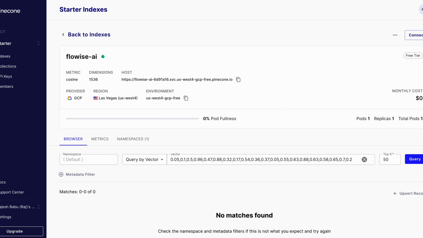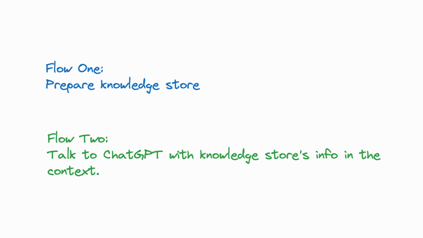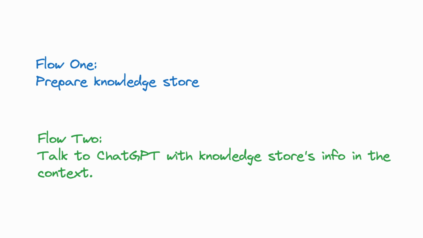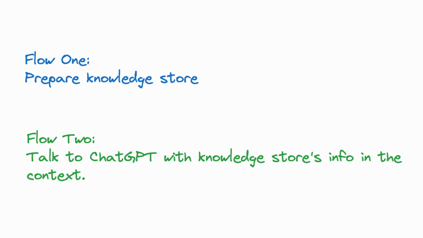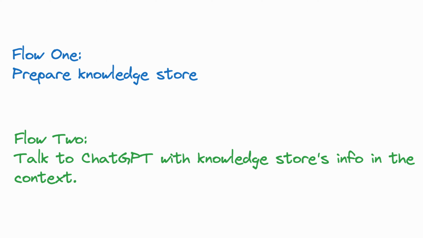In order to avoid that, we're not going to use this template. Instead, we're going to build two chat flows from scratch. The first flow is just to populate our knowledge store just once. And the second flow is used to talk to ChatGPT with our knowledge store's information in the context.